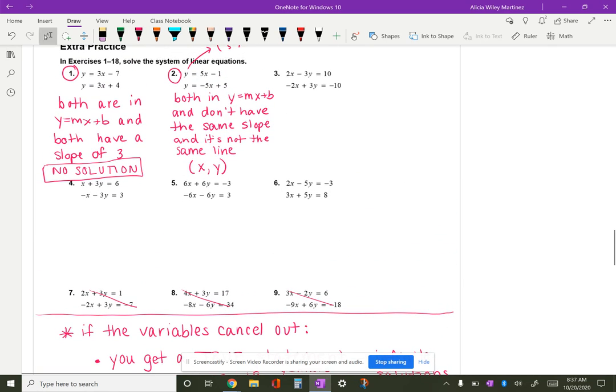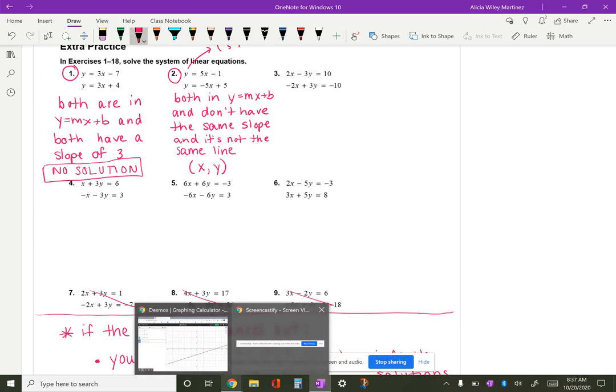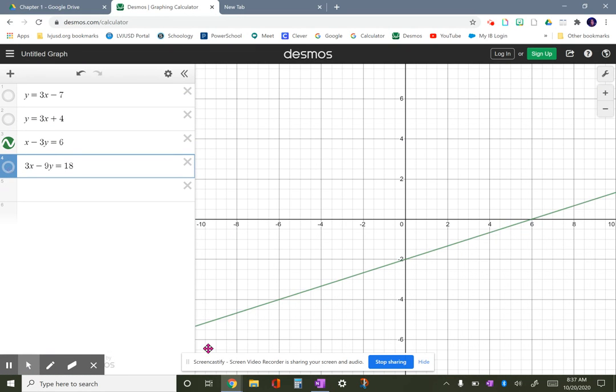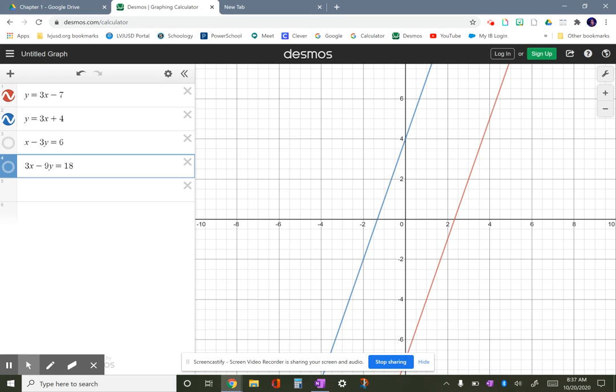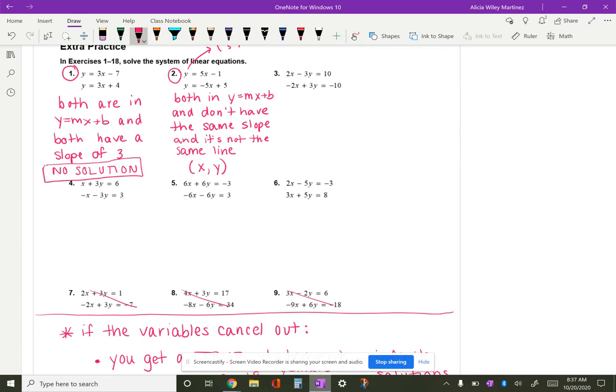So I just want to really quickly, before I let you guys go back to Desmos, show you number 1 on the graph. On number 1, we had y equals 3x minus 7, and then we also had y equals 3x plus 4. And you can see that those are parallel lines. You could even count your slope if you wanted to, and see that it is 3 over 1 here and it's 3 over 1 there. So it's another way to check to make sure that you're on the right track with your problem.